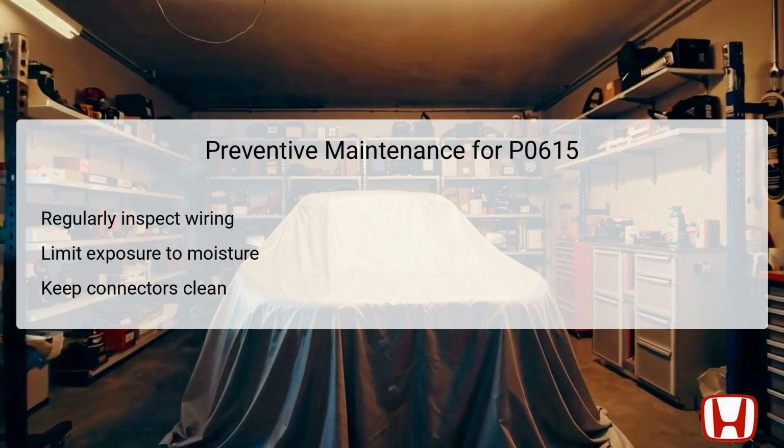While addressing the DTC P0615, it's important to integrate preventive maintenance practices to avoid future occurrences. Regular inspections of wiring and connectors associated with the starter cut relay can help identify wear, damage, and dirt buildup that might impede performance. Limiting exposure to moisture through protective housings or relocating certain components can greatly reduce corrosion risk, which is a common failure point in electrical systems.